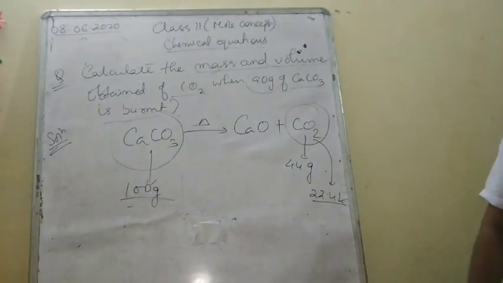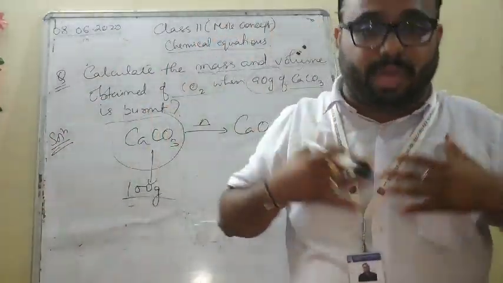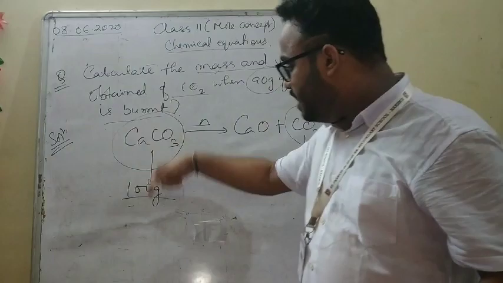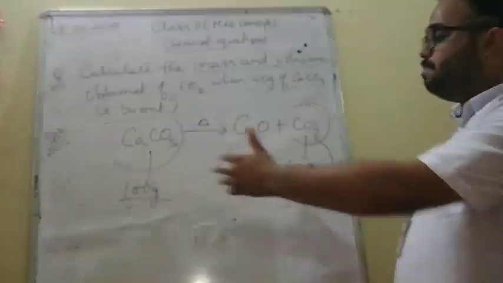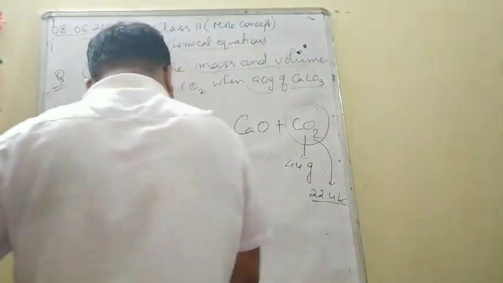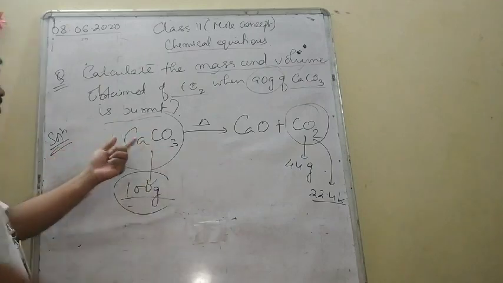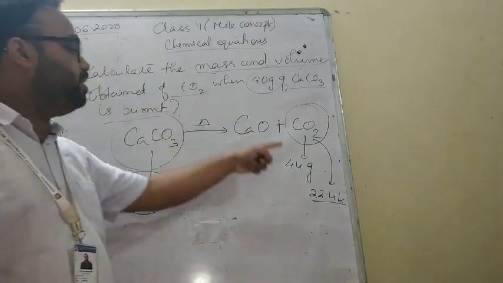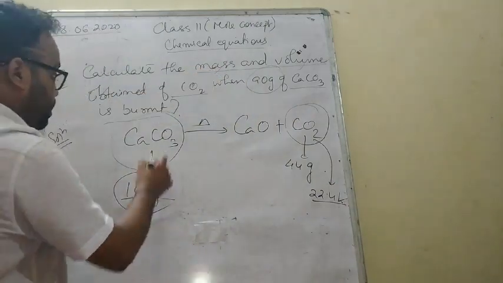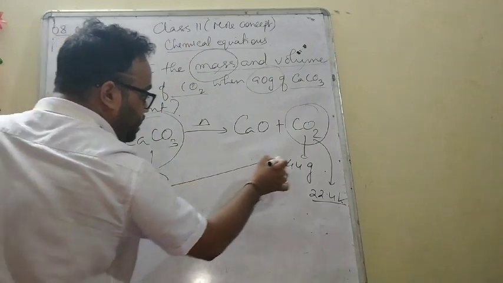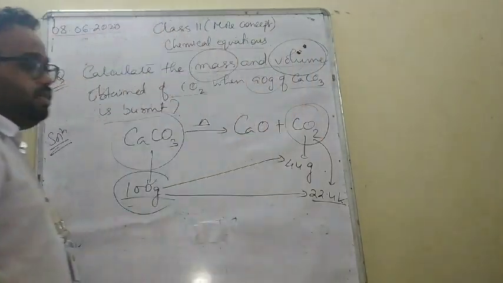Clear? Whatever they have told to find out, I will write down its original one. That is the concept. I will write down the original one and then I will compare. How will you compare? 100 gram of calcium carbonate on burning gives 44 gram of carbon dioxide. When you take out the mass, you compare this and this, and when you take out the volume, you compare this and this.